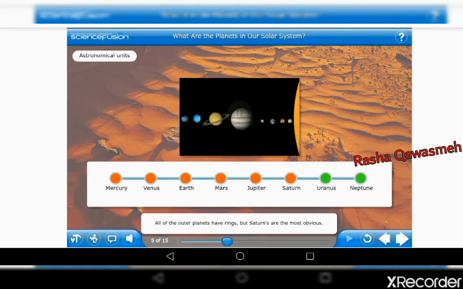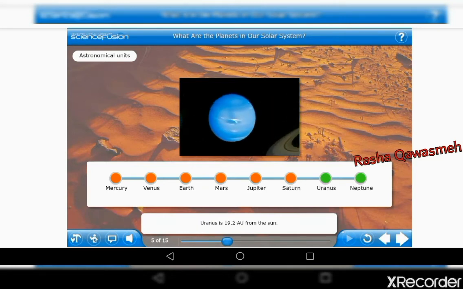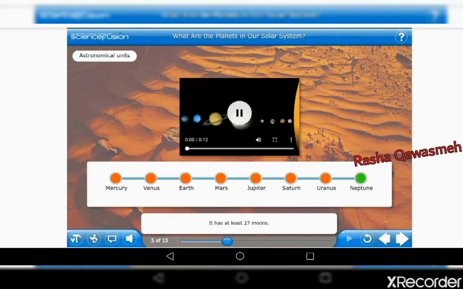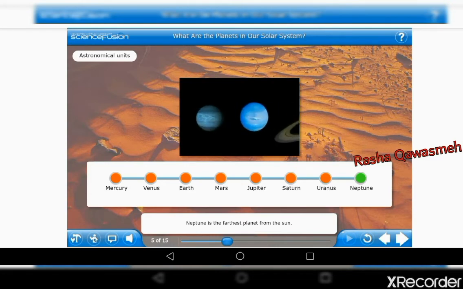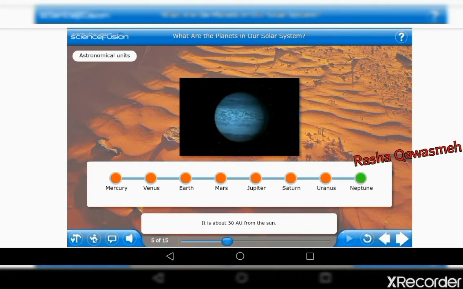Next. Uranus is 19.2 AU from the Sun. That means that it is almost 10 AU from Saturn. Uranus's diameter is 4 times as large as Earth's. It has at least 27 moons. And the last one, Neptune, is the farthest planet from the Sun. It is about 30 AU from the Sun. Neptune has 13 known moons.